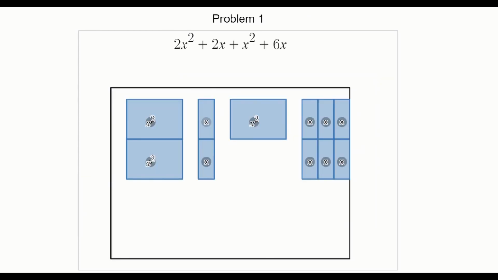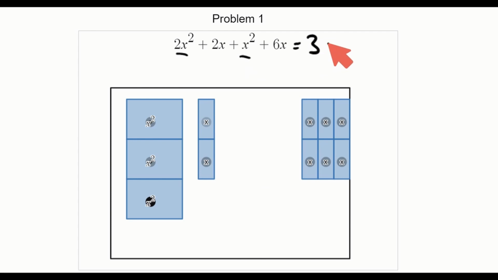Problem 1. When combining like terms, can we group these x squared and these x's together? Notice that even though these both have x, these are different size tiles. x is not the same as an x squared. So we're not going to group those together. We're going to group 2x squared with x squared. So what's 2x squared plus x squared going to be? If I count these up, we have a total of 3 x squares.